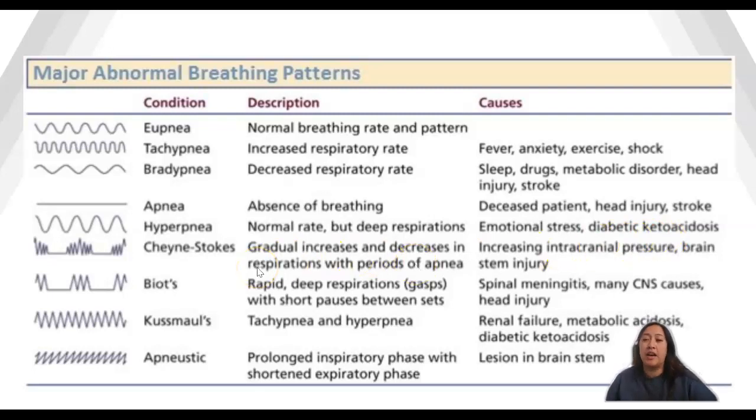And then we have a couple of other breathing patterns here that are abnormal. Cheyne-Stokes, which are gradual increases and decreases in respirations with periods of apnea. Biot's, which is rapid, deep respirations with short pauses between sets. Kussmaul's, which is tachypnea and hyperpnea, and apneustic. So you have different causes there. I thought it was important that you know what these different types of respiratory patterns are.